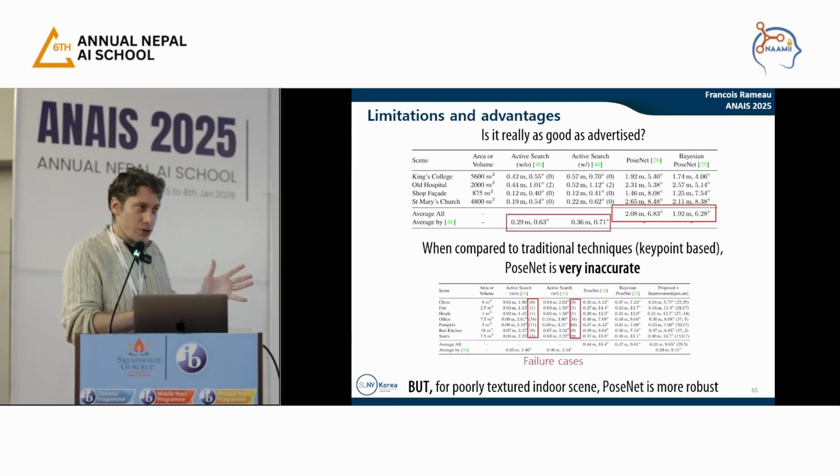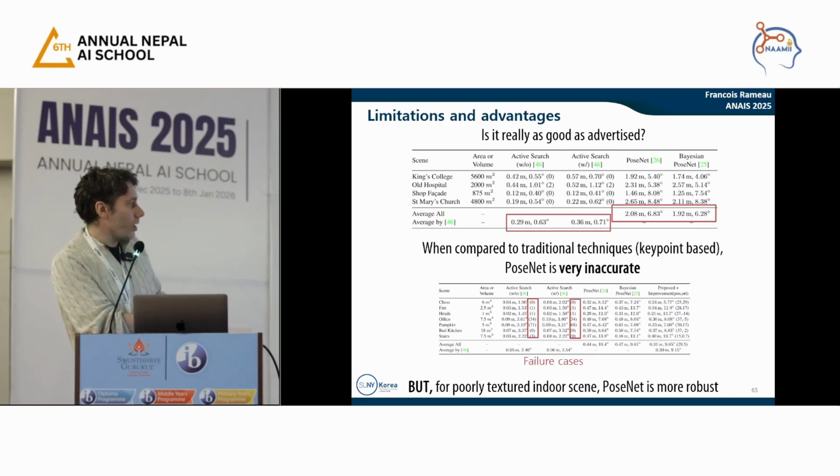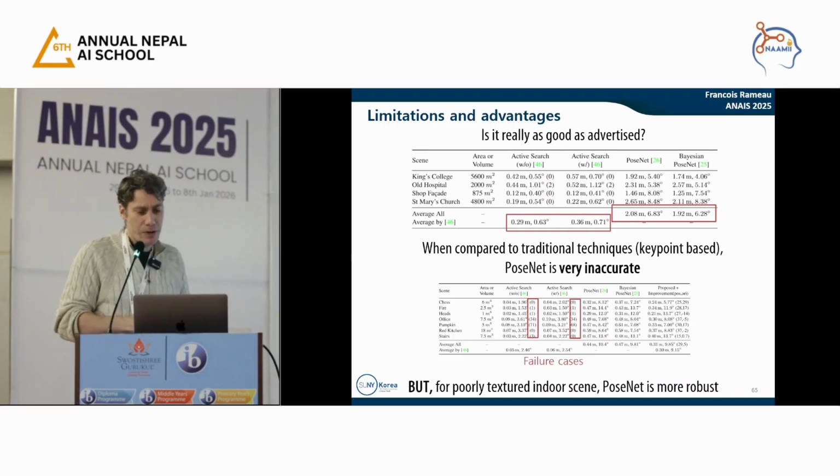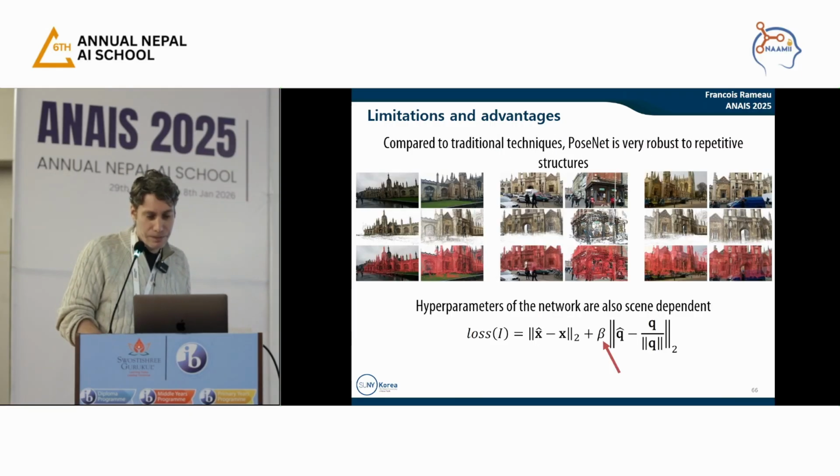It has some advantages as well. For instance, this is actually quite robust. So even in a scene where you don't have much texture, it's doing the job. Okay? And so many follow-up works came out after that. But in general, those direct regression techniques are not that accurate. Okay? So here are a few results I can pass.